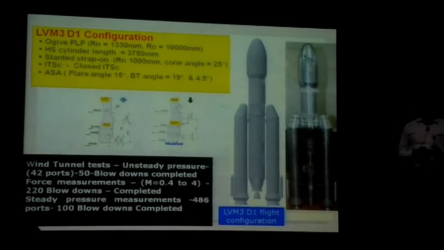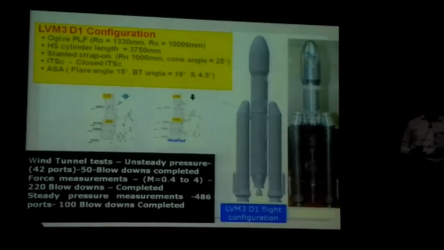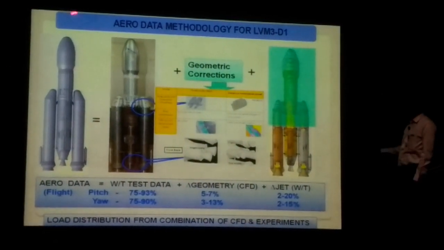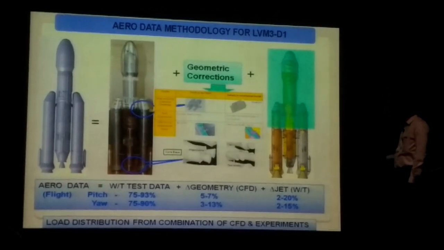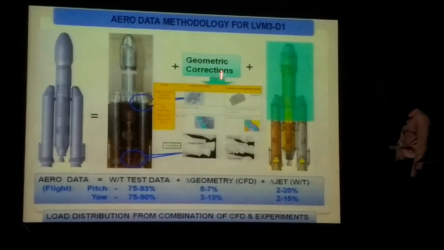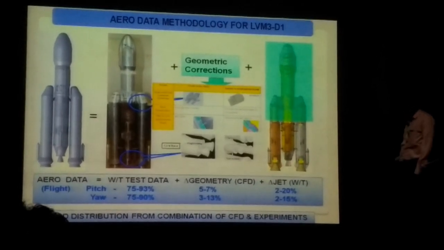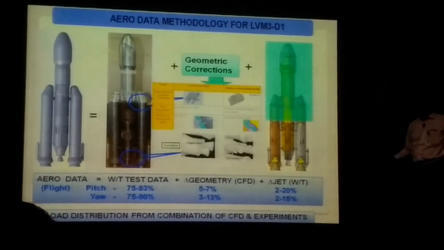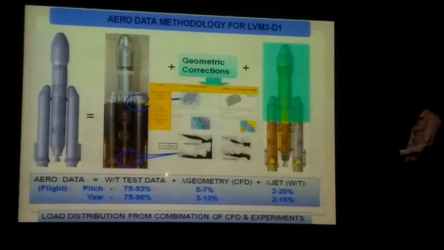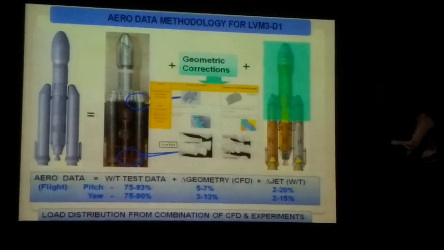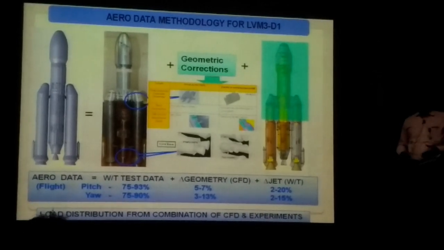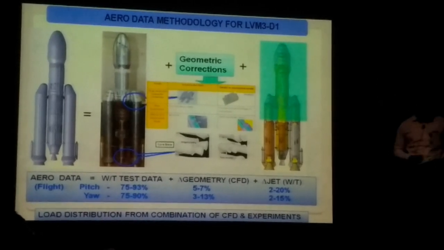So this is what is done actually. You synthesize, you make a data set in which you use the wind tunnel data, you use the CFD data, you synthesize both of them, and then give the final data. So you can see here, this is the vehicle, and this is the model, and then you have the geometry correction. That is, there are some things which are not simulated in the wind tunnel. So you correct them for the geometry by CFD, and then you also have the jets. And because of these jets, the flow here gets changed, which is not simulated in the tunnel. So that also you have corrections. That is also done in the wind tunnel, and by CFD as well. And so the aero data is basically the wind tunnel test data, and the geometry corrections from the CFD, and also the jet corrections. Sometimes it can be from either the wind tunnel or from the CFD. So this is the overall way in which you generate the data using both wind tunnel as well as CFD. This is called the synthesis.